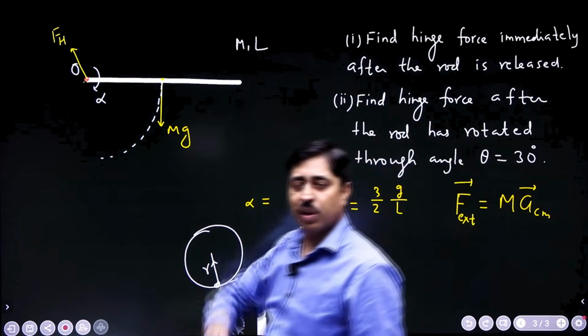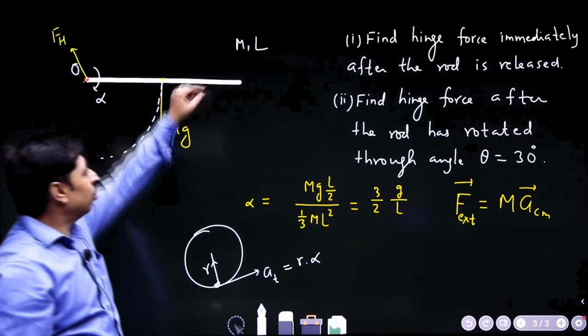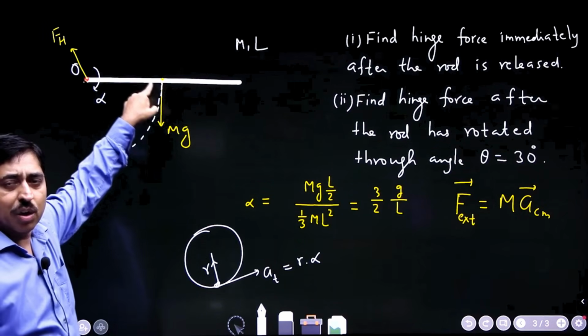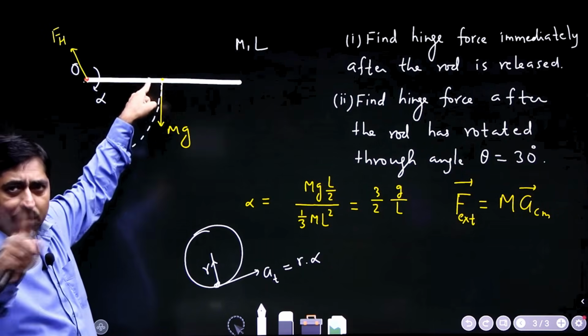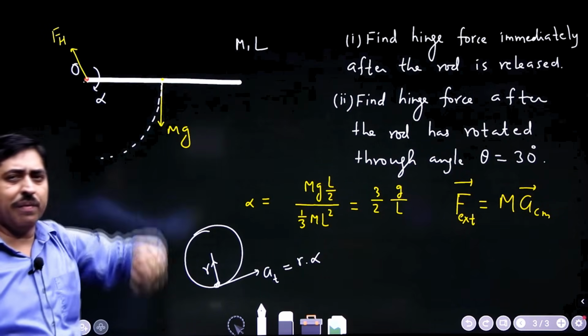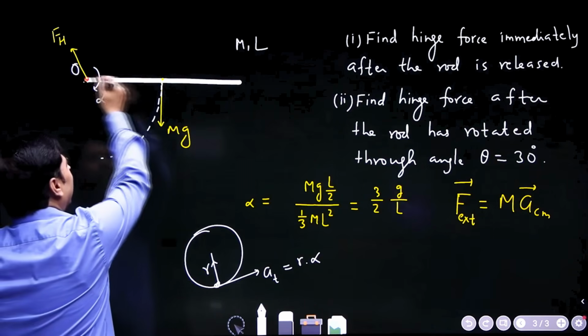So, same is the situation of center of mass of the rod. As soon as I release the rod, the center of mass is not having any speed. It is going to move in this circle, but right now it is not having any speed. Because it is not having any speed, therefore, it is having no radial acceleration.